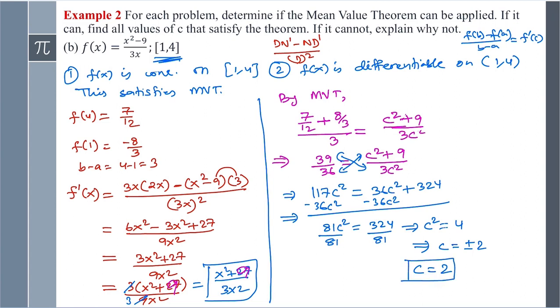So basically this says that if we take this function on the closed interval 1 to 4, the average rate of change, or the slope of the secant line going through 1 and 4, is equal to the slope of the tangent line at x equals 2, or c equals 2. So that's the value of c.